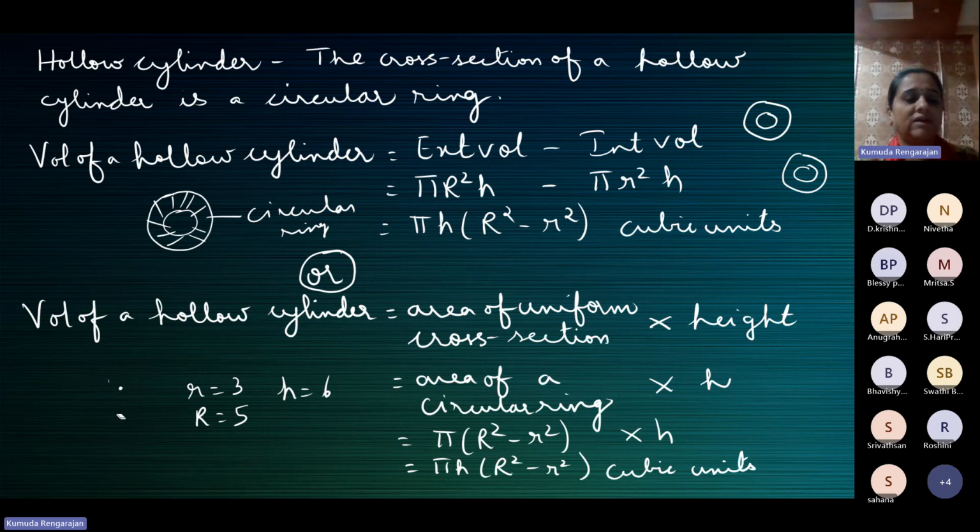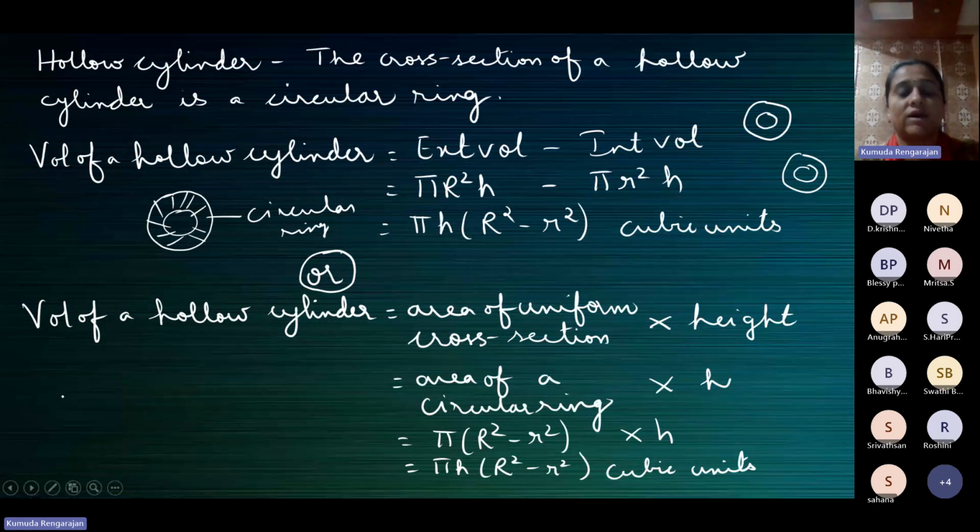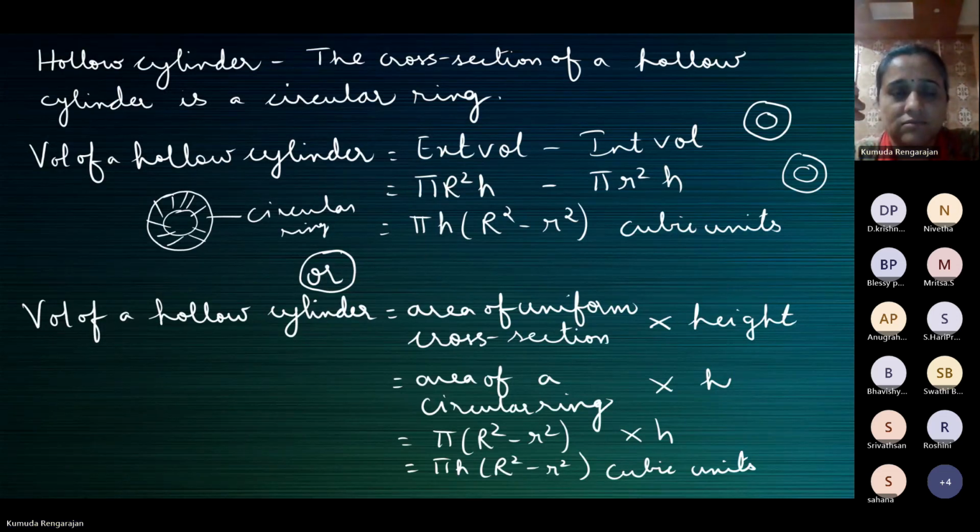Now, to understand the situation, I can tell you in 2 ways. We've already understood that volume is area of uniform cross section into height. Volume is area into height. So the area of the uniform cross section, which is a circular ring, into height.